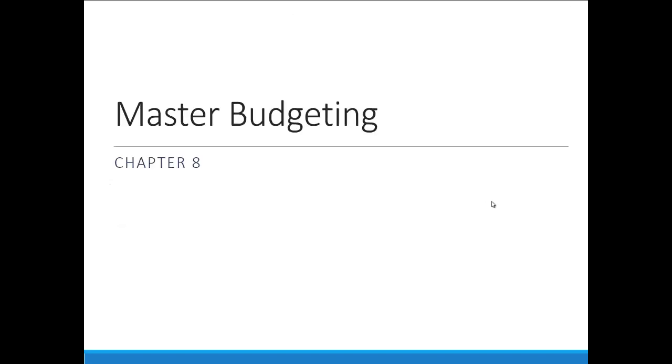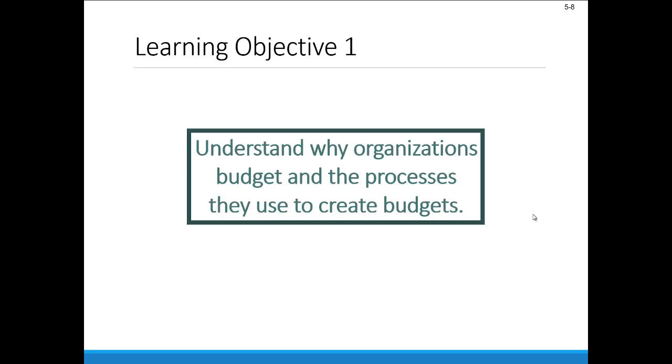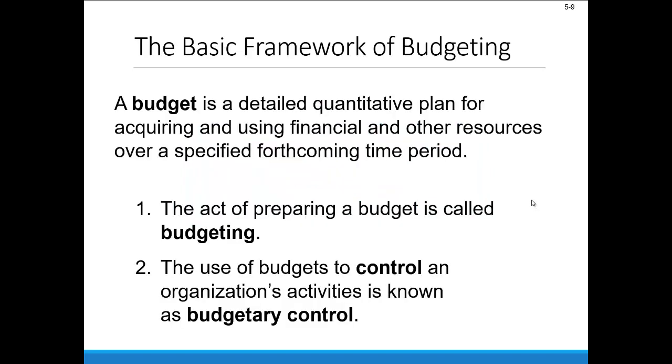All right, so that brings us to our new material here, Chapter 8, Master Budgeting. Our first learning objective is to understand why organizations budget and the processes they use to do that. So a budget for our purposes is really just a plan, a quantitative plan for getting a hold of any resources we need, be it financial or otherwise, to support operations for an upcoming time period.